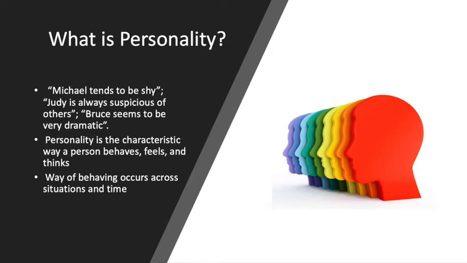And what is personality? Personality is the characteristic way someone behaves, feels, and thinks. When we talk about personality, we're also talking about something that is pretty stable across time and across different situations. We don't tend to count transient states as a part of personality. So for it to be considered a part of our personality, it has to be shown across time and across different situations.